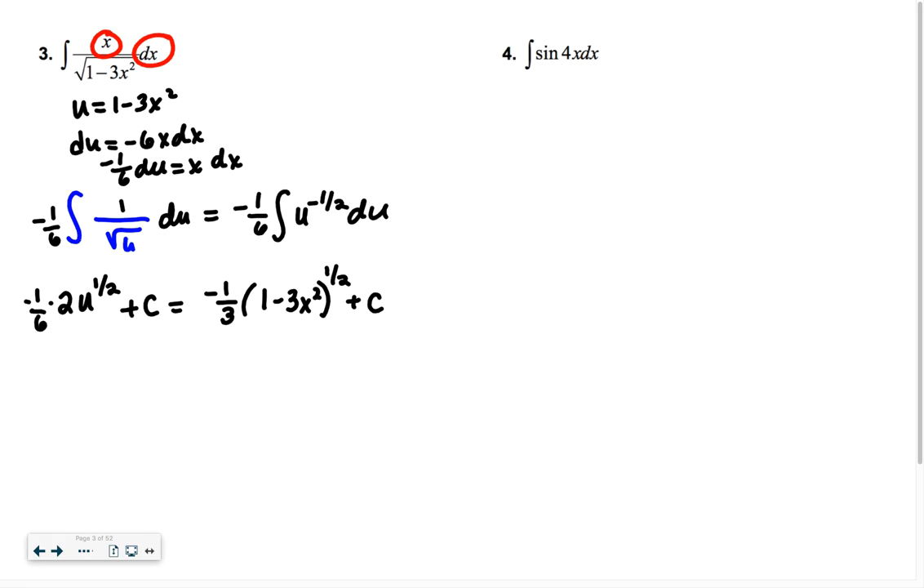Did you all get that? Awesome. All right, so what if you have sine of 4x? Any ideas on what your u should be?